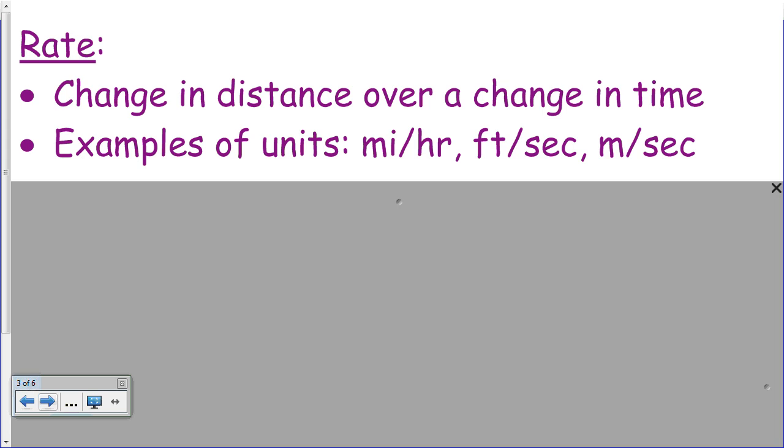Examples of units that you might encounter with a problem like that, you might end up with miles per hour, it might be feet per second, it might be meters per second. It just depends on the problem as to what units you might end up with in the end.